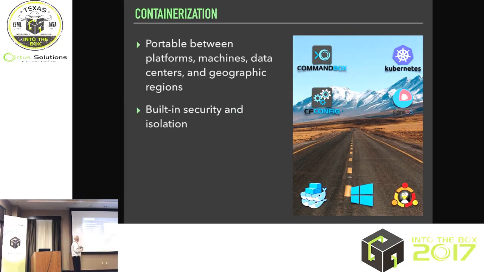They're also portable between platforms, machines, data centers, and geographic regions. And this is becoming more and more important. So let's say you use Amazon Elastic Container Service. You have the option to provide those services geographically. And you can also set up all sorts of options to distribute to the closest user available to your application. They also provide built-in security and isolation because you're only exposing certain things.